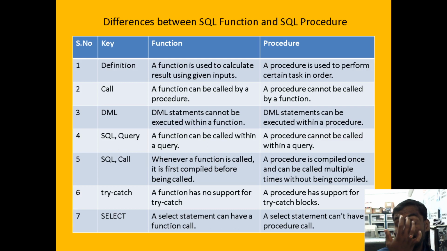Now, maybe they will ask for 2 marks or 4 marks: what is the difference between procedures and functions? What is the difference between stored procedures and stored functions? The definition of a function: a function is used to calculate the result using the given input values. Based on the input values given, it will calculate and return the values. Coming to the procedure, a procedure performs a certain task in order. If you want to call the function, we can call the function.